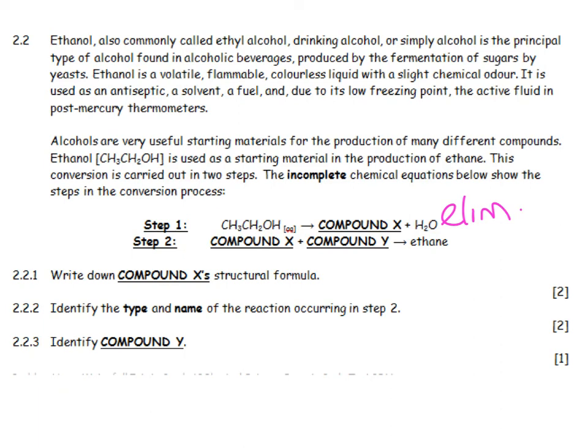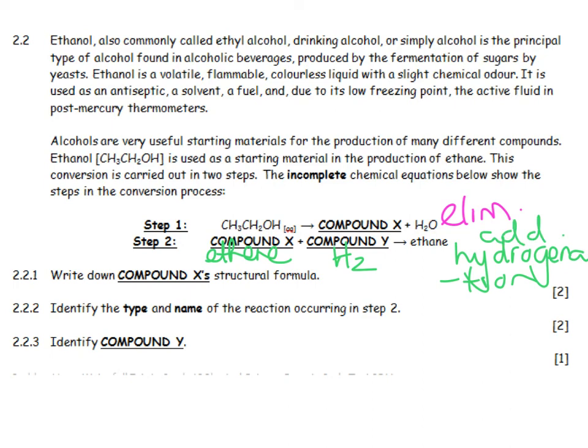In step 2, what have we got? Ethene, yes, because it's an elimination, so I've created the double bond. So that's going to be some ethene, and I'm going to add something to it to make it into ethane. I have to add hydrogen to it in order to make it into ethane, and that is a hydrogenation, or an addition reaction. Write down compound X's structural formula. So it's ethene, so it's C double bond C with two H's coming off it.